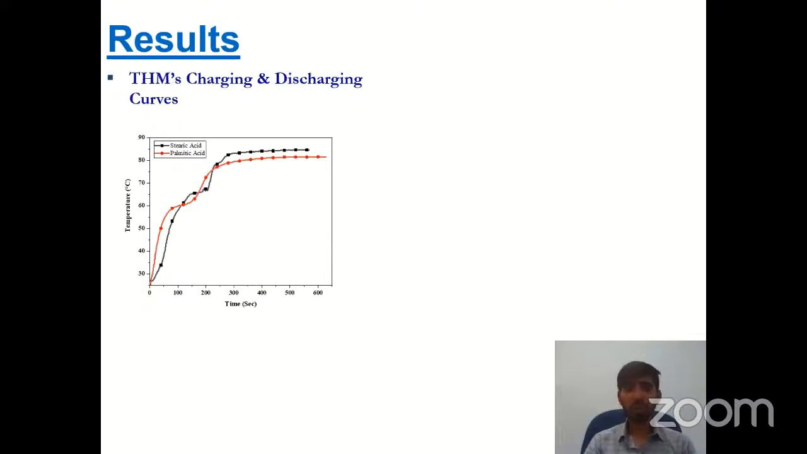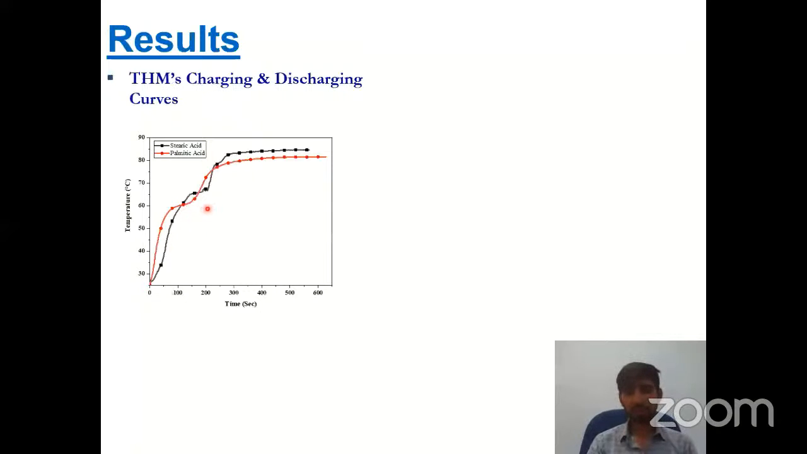Now we move to the second part of the results, that is obtained from the experimental setup. This is the charging curves. The blue color shows the charging curve of stearic acid, and the red colored curve shows the charging curve of the palmitic acid. In the start, the charging is very fast due to the very high temperature difference.